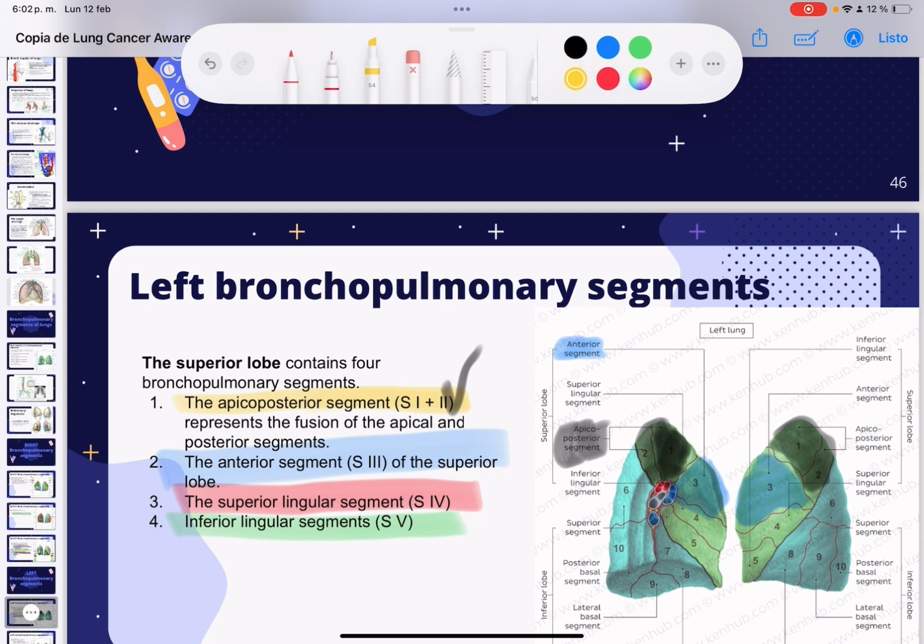The fourth segment, superior lingular segment, will be this one. Superior lingular segment. And the inferior lingular segment, or S5, will be in here. Inferior lingular segment.